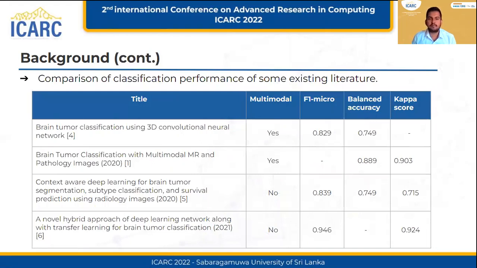Here you can see some of the state-of-the-art work on classifying brain tumors. Most of them are using either multimodal images, that means both MRI and WSI, or the segmented part of the tumor for classification to achieve better performance. However, in this research, we used the whole MRI to provide a more meaningful interpretation of the output.